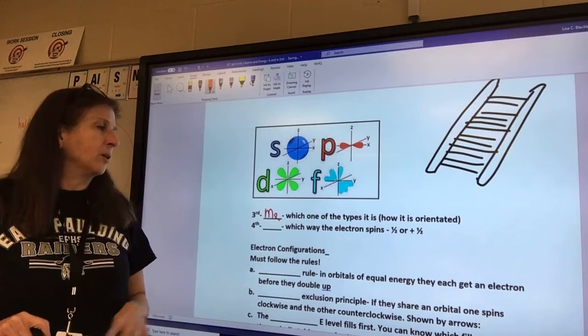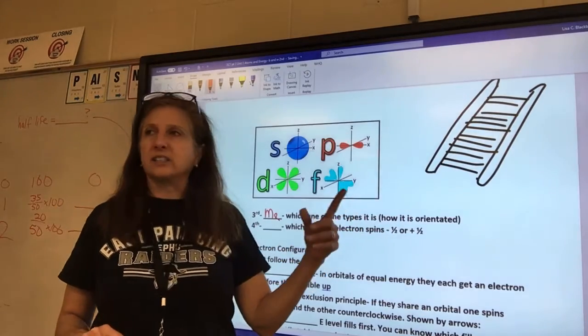The fourth quantum number tells which way the electron spins.